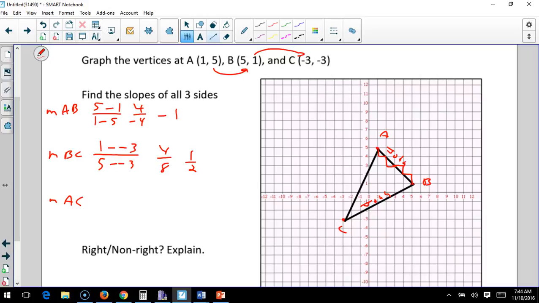And then AC, 5 minus -3 over 1 minus -3. Well, that's going to be 8 over 4, which is 2 over 1.